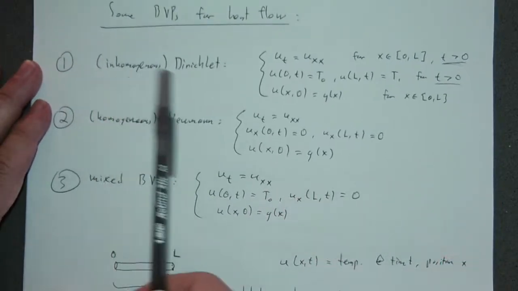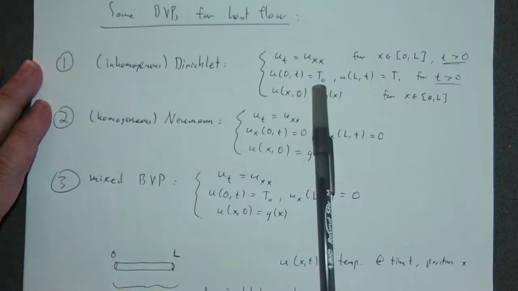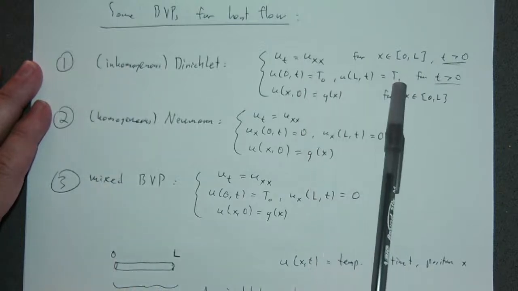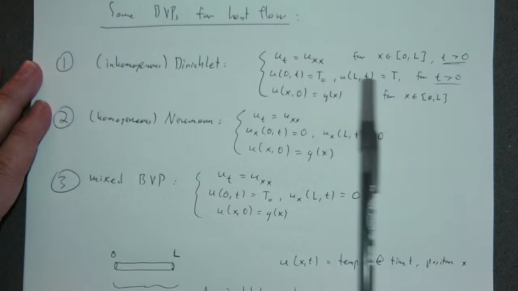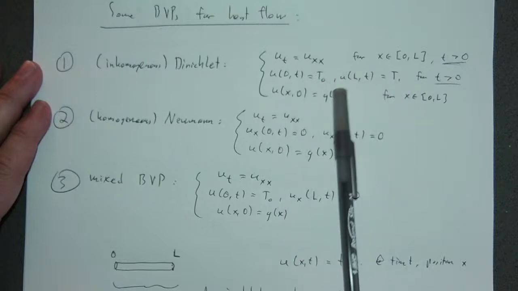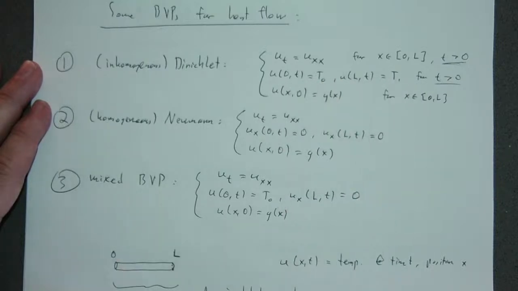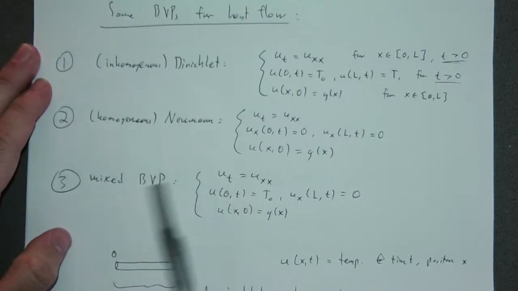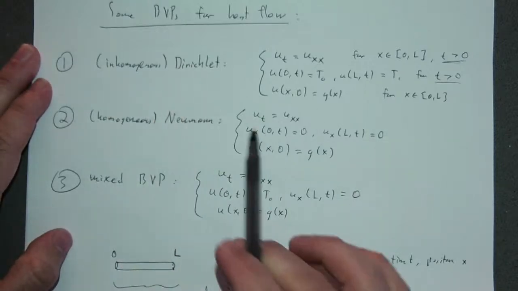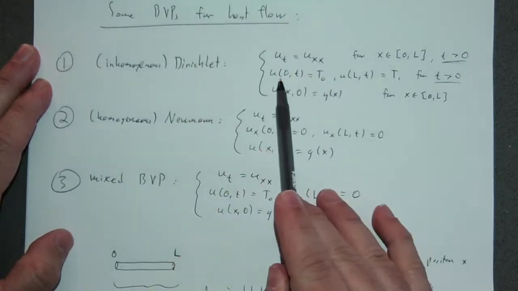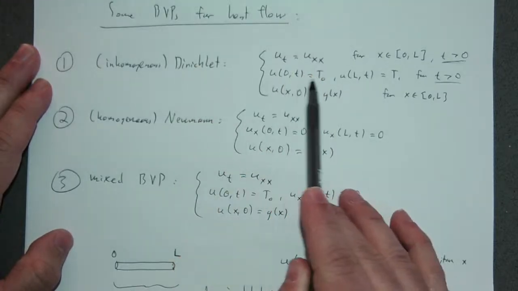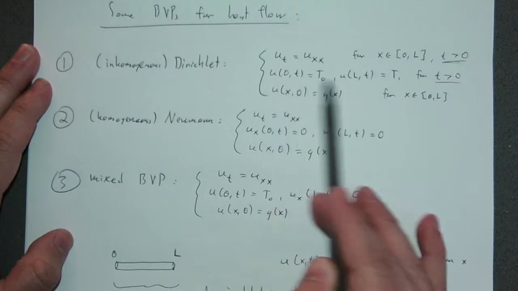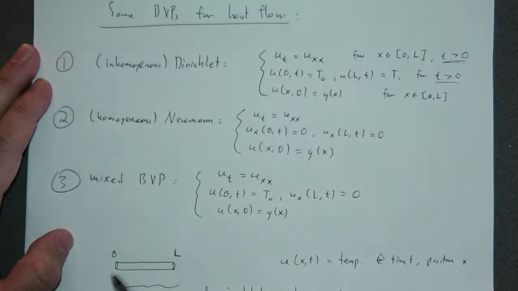One is inhomogeneous Dirichlet. It's inhomogeneous because these boundary conditions at the boundary could be whatever temperature. It could be T0 at the left end and T1 at the right end. Those two things could be different potentially. So this is inhomogeneous Dirichlet. It's Dirichlet just like in the wave equation, because this is a condition on the temperature itself, a condition on the value of the solution itself at the ends.